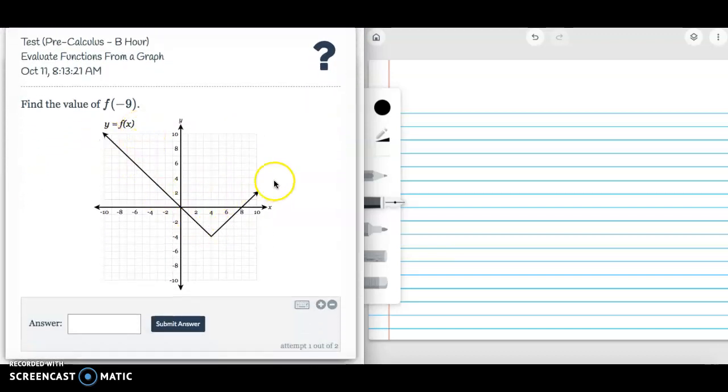So here's your function, f of x, and we want to find f of -9. So you go to where -9 is on your graph. So over here, this is where -9 is. And then I'm going to go ahead and go up to where my function is. And I get a y value of 9. So when I go to -9 on my x value, my input, my output is 9. So that would be my answer here.